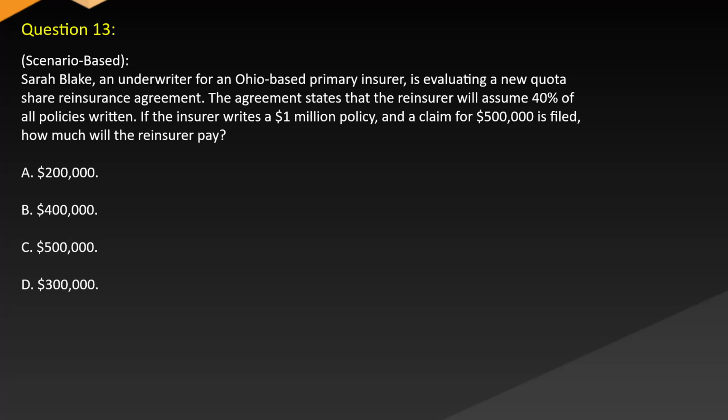Question 13, scenario-based. Sarah Blake, an underwriter for an Ohio-based primary insurer, is evaluating a new quota share reinsurance agreement. The agreement states that the reinsurer will assume 40% of all policies written. If the insurer writes a $1 million policy and a claim for $500,000 is filed, how much will the reinsurer pay? A. $200,000. B. $400,000. C. $500,000. D. $300,000.